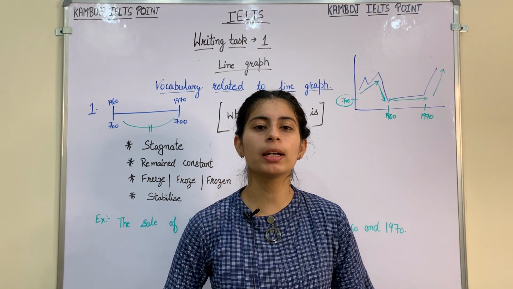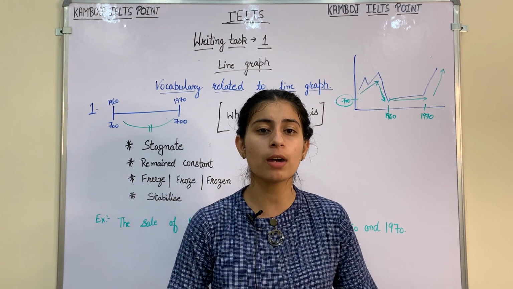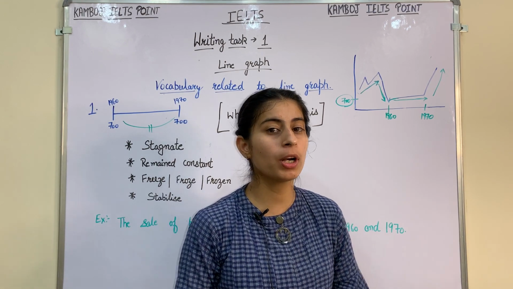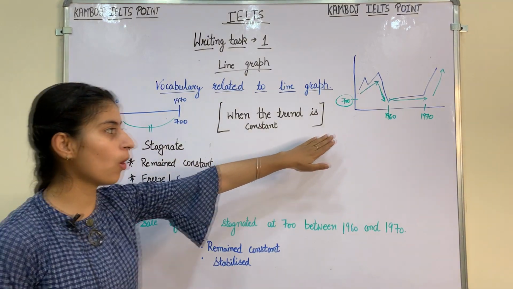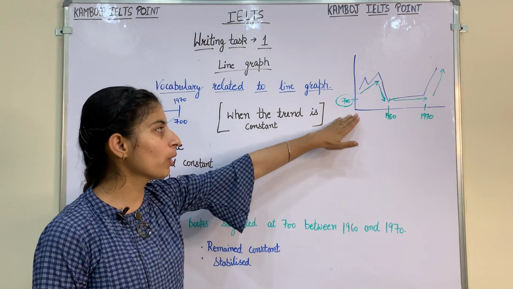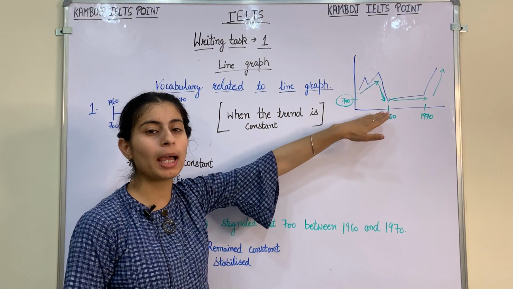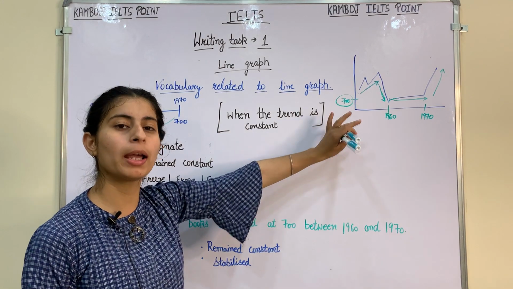You all know that in writing task 1 academic we have different types of graphs, process charts and maps. So today I'm gonna discuss about line graph. You can see that I draw a line graph here. You can see such type of line graphs. I only draw one line here, but there can be a mixture of 2, 3 or 4 lines.